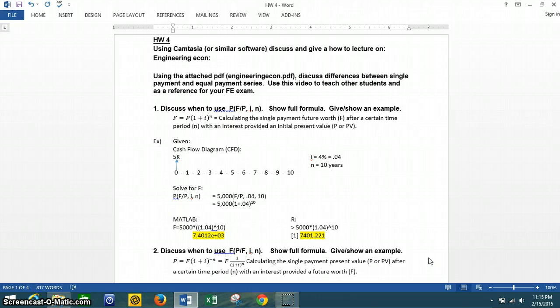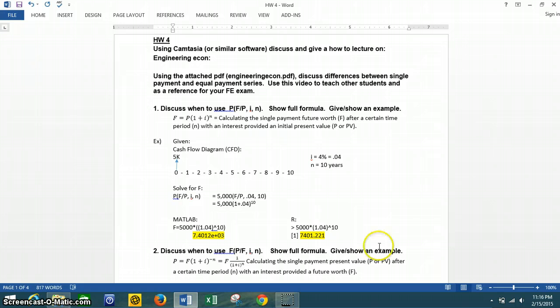First, let's look at the F given P formula, or the future given present formula. It is used to calculate the single payment future worth, or F, given a certain time period and interest rate, and also the present or provided present value.